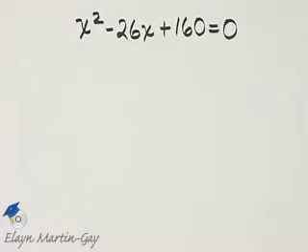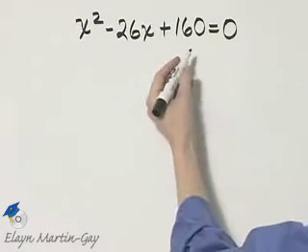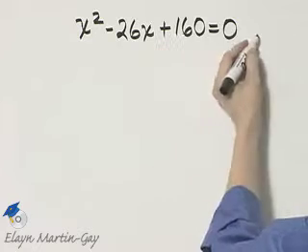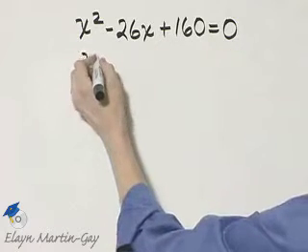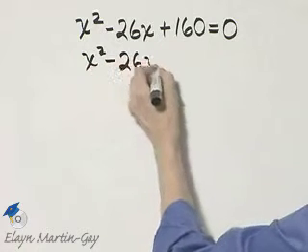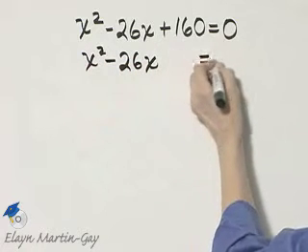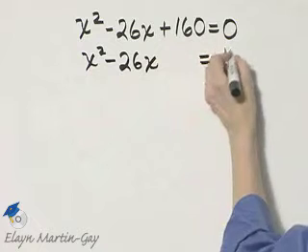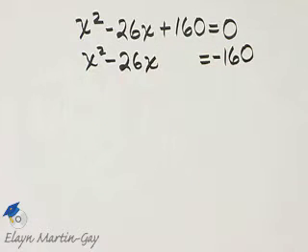Let's solve this quadratic equation by completing the square, so I'll begin by subtracting 160 from both sides. That's x squared minus 26x, I'm going to leave a space, is equal to negative 160. And now let's find the number that completes the square.